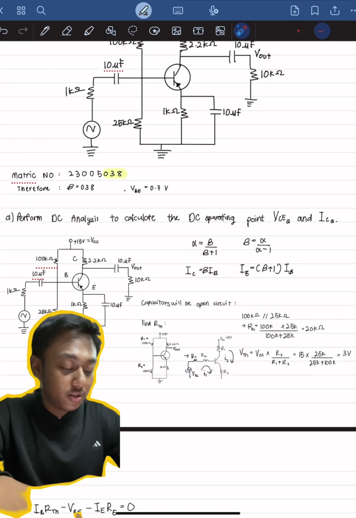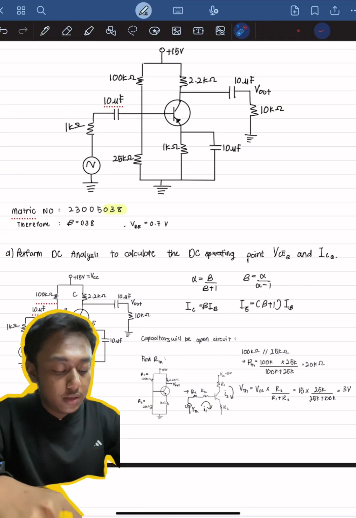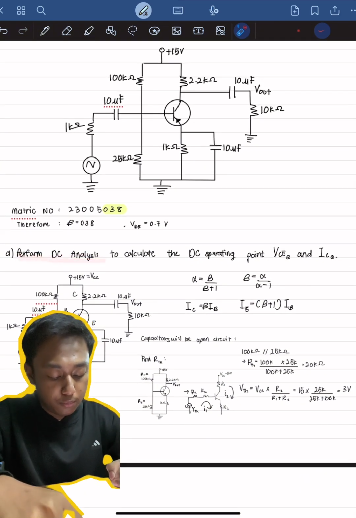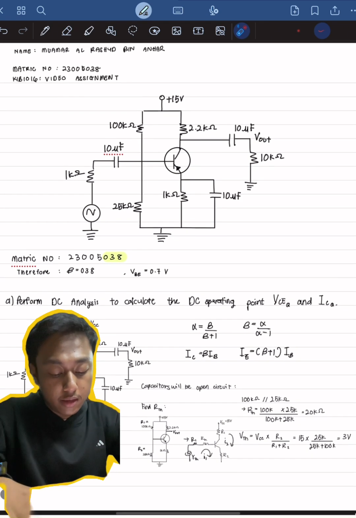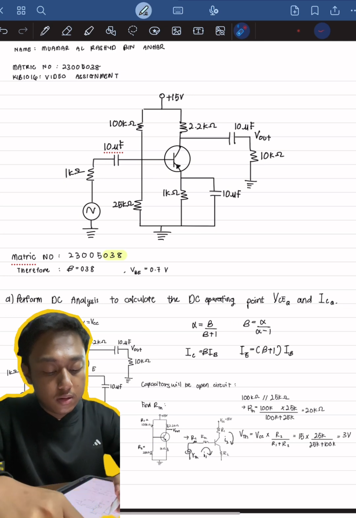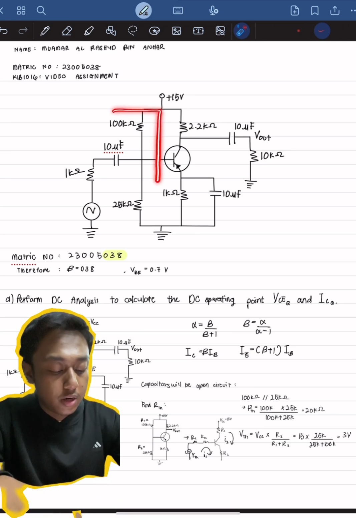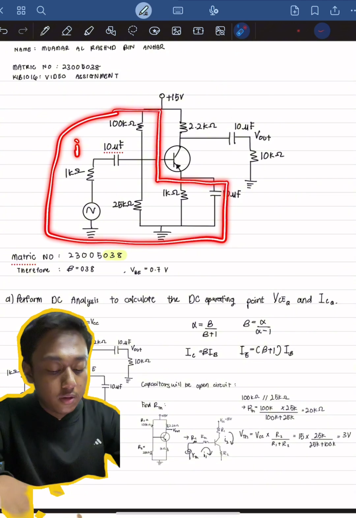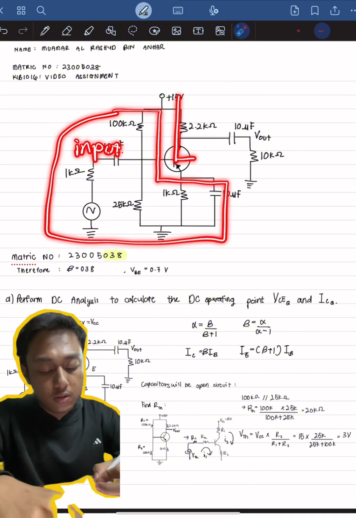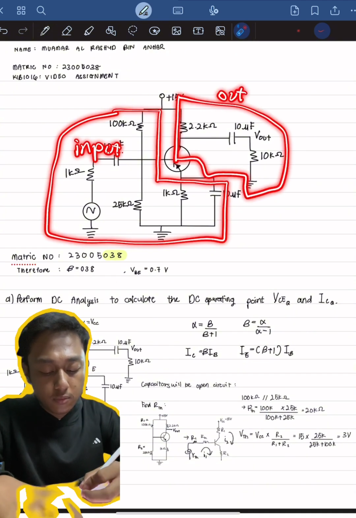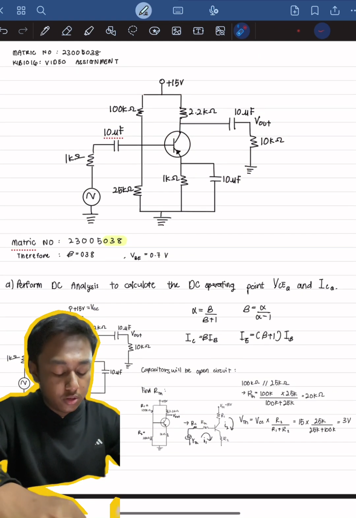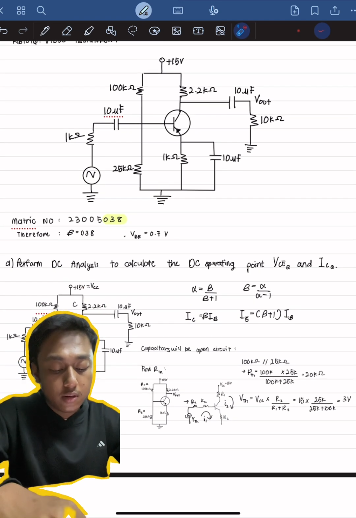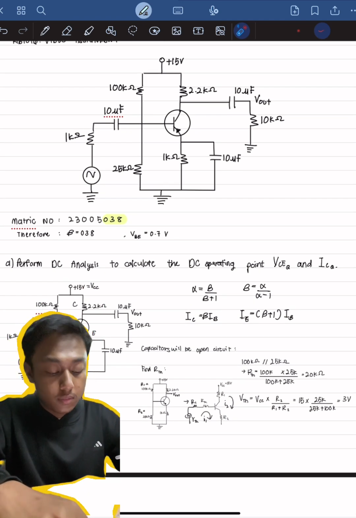Okay, so the first question, perform DC analysis to calculate the DC operating point, VCEQ and ICQ. So straight at the circuit, I can identify that this part of the circuit is the input part and this side of the circuit is the output part. Later on in the solution part, there will be a simplified version of the circuit in order for us to easily do an analysis regarding the AC analysis.